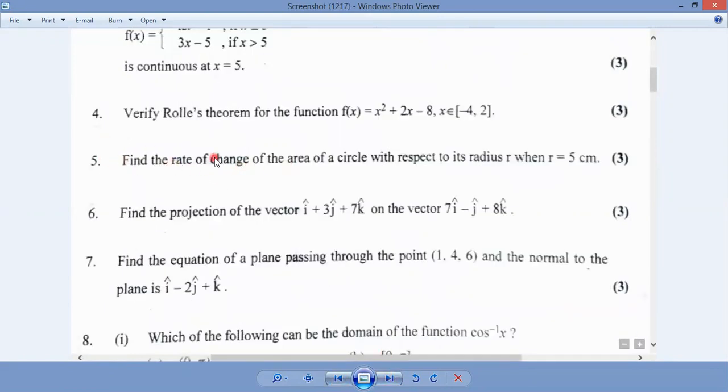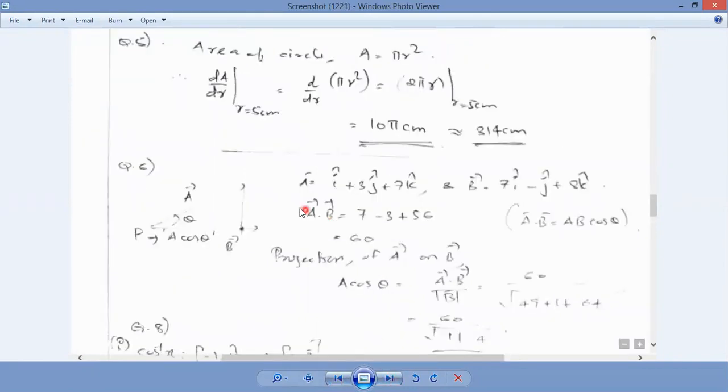Now, the fifth question is: find the rate of change of area of a circle with respect to the radius when r is equal to 5 centimeter. The area of a circle is A equal to pi r squared. So the rate of change of area with respect to radius r is dA by dr. Here area is a function of r. Take the derivative with respect to r, and you get dA by dr equal to 2 pi r. Now substitute the value r equal to 5 centimeter, and you will get the exact rate of change of area with respect to radius, which is numerically equal to 10 pi centimeters.